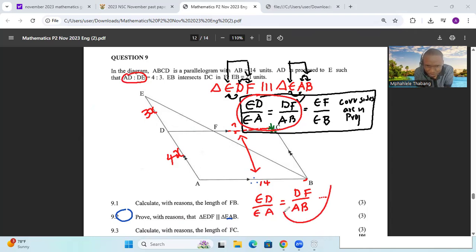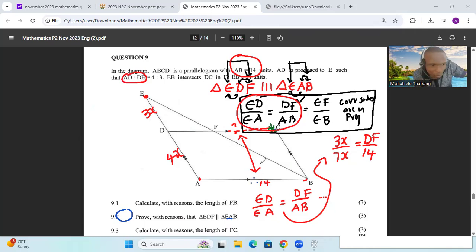Which means that ED over EA, I'm going to continue here, which means that ED is 3x over EA. EA is from E to A. So it's going to be 3x plus 4x. It's going to be 7x, equals DF, which is what I'm calculating, DF over AB. So I know that AB is 14. I've been told from the information that AB is equal to 14 units.